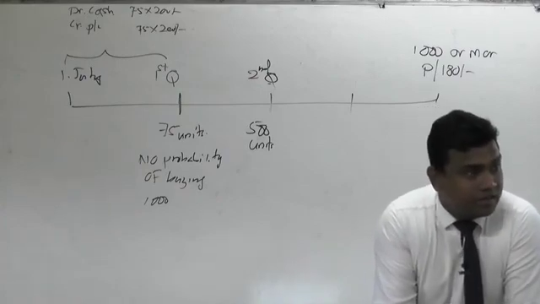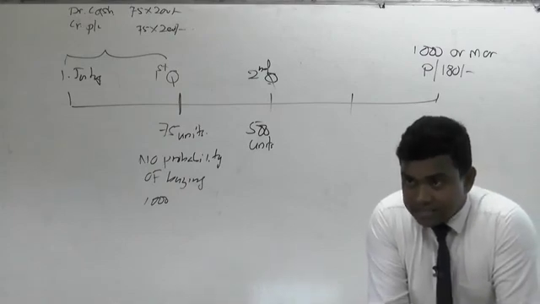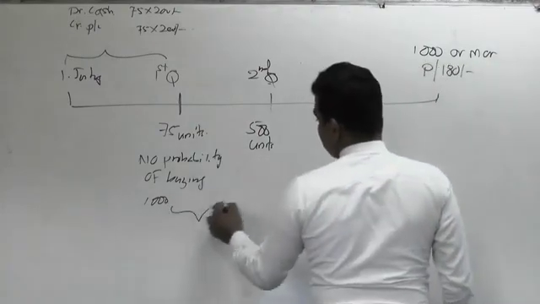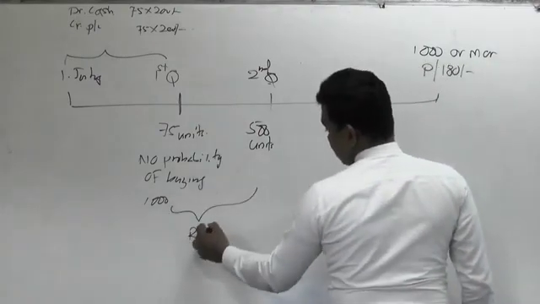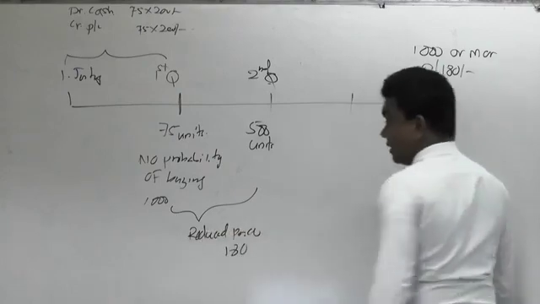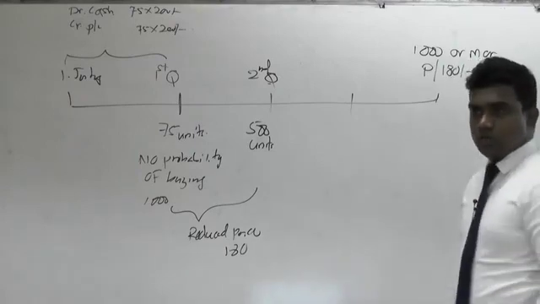What is your agreement? To reduce the price to 180. Is that clear? Therefore, in this period, you need to take the reduced price, that is 180. But you agreed to retrospectively adjust. How? Look here.